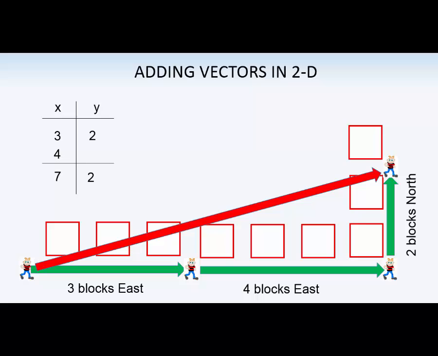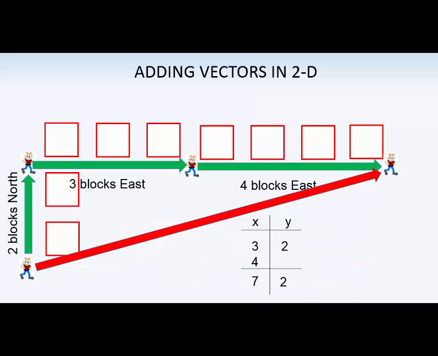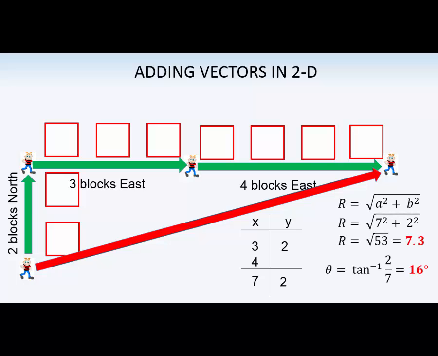Notice that it does not matter which order you add the vectors in, you will always end up with the same resultant. Here's a third way of adding up the same three vectors, going north first, and then the two directions to the east. We can then simply use the Pythagorean theorem and the inverse tangent to get a displacement of 7.3 blocks at 16 degrees northeast.